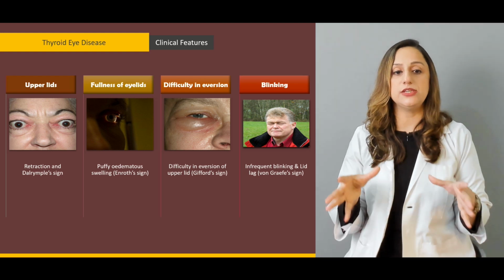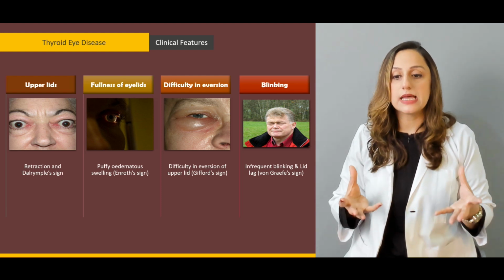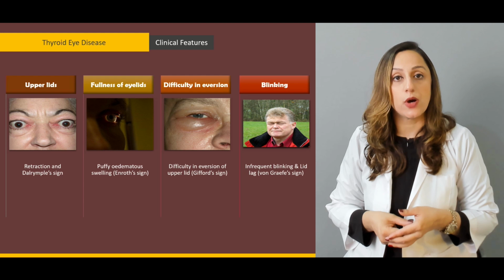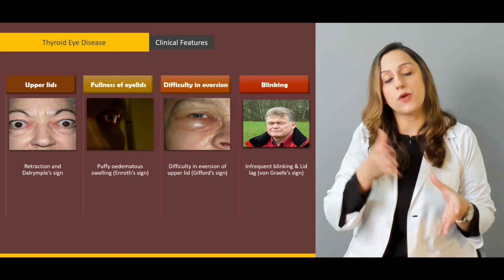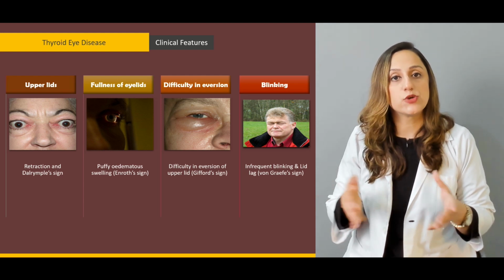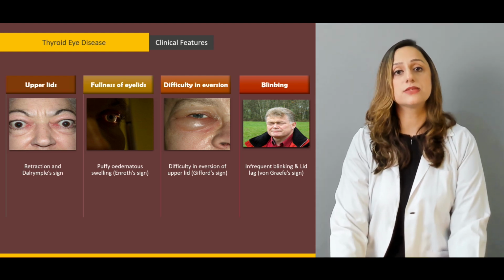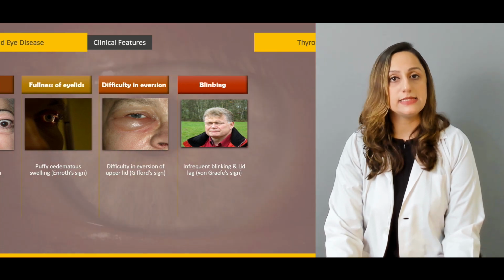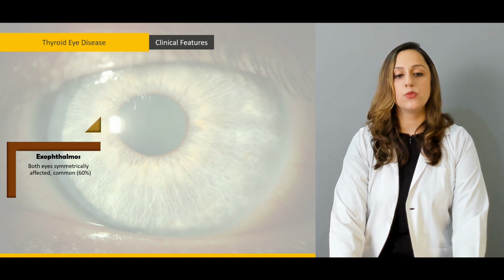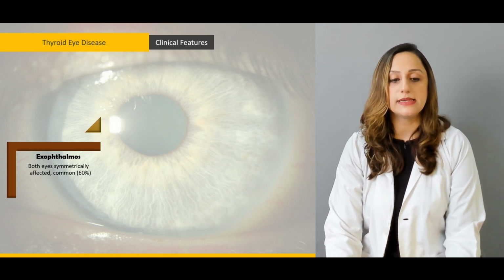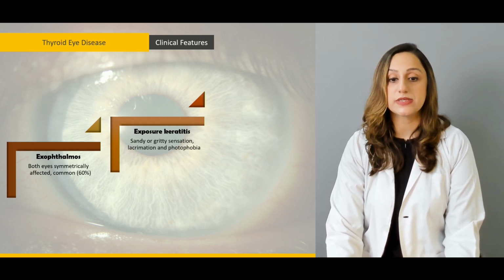Now, due to all of these features, we have the retraction of the upper eyelid, we have the puffiness, and then there is an infrequent blinking phenomenon. There is an exposure keratitis, which is one of the complications, this complication sequelae for the thyroid eye diseases. These signs and symptoms form the basis towards the development of complications in these patients with thyroid eye diseases. Then the exophthalmos occurring in both of the eyes symmetrically is commonly seen in almost 60% of the cases. We have exposure keratitis as one of the symptoms.